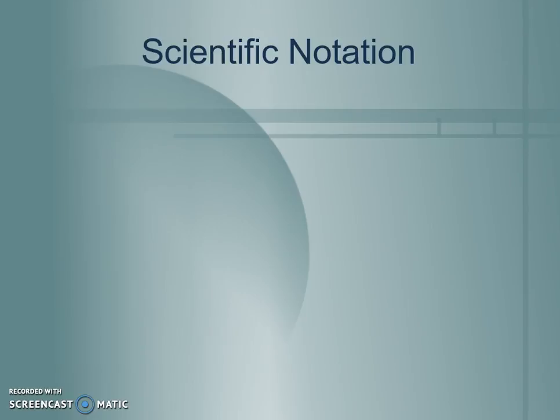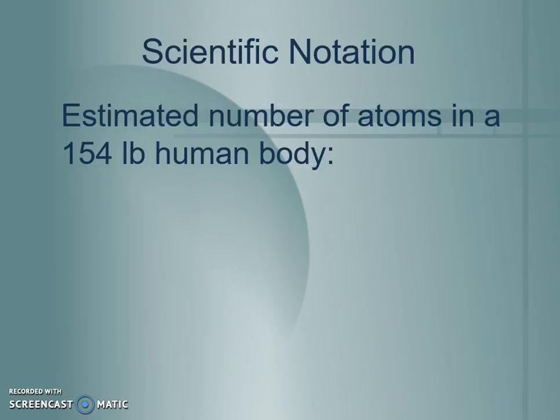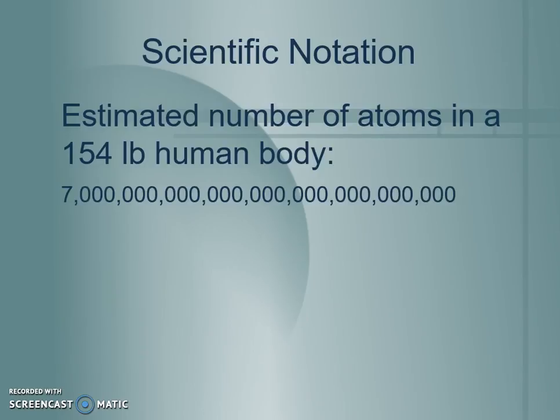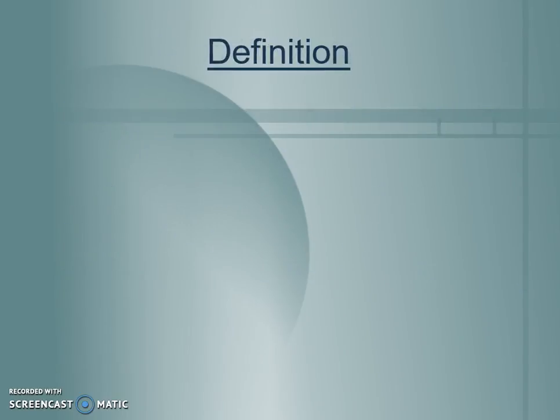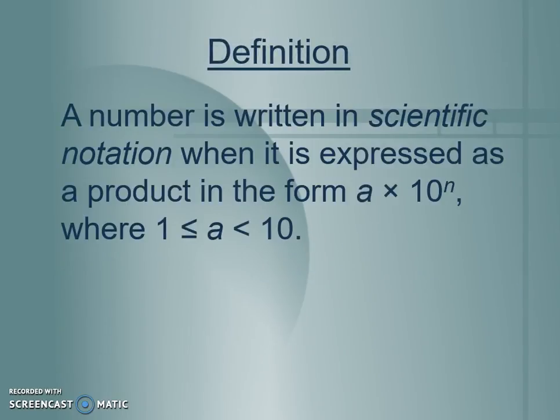So scientific notation, just like all of those abbreviations, is just a way to write numbers more efficiently. Because if you take a look at some of these numbers, like the estimated number of atoms in a 154-pound human body, well, that's a lot of them, and that's a crazy amount of zeros to write. Same thing with the mass of an electron. Teeny, teeny, teeny, teeny, tiny. Loads of zeros. Not very efficient way to write these numbers. So we use something called scientific notation.